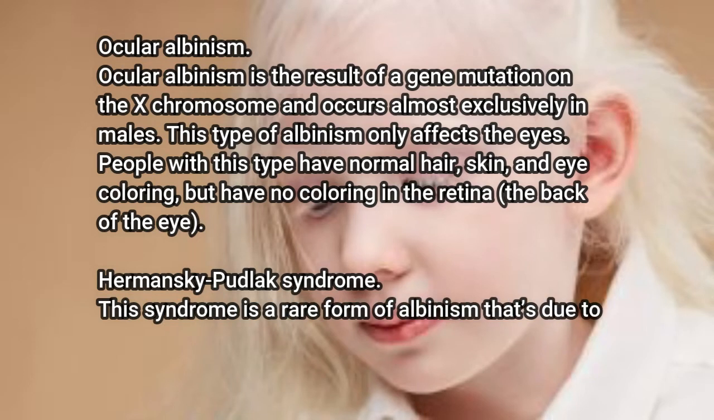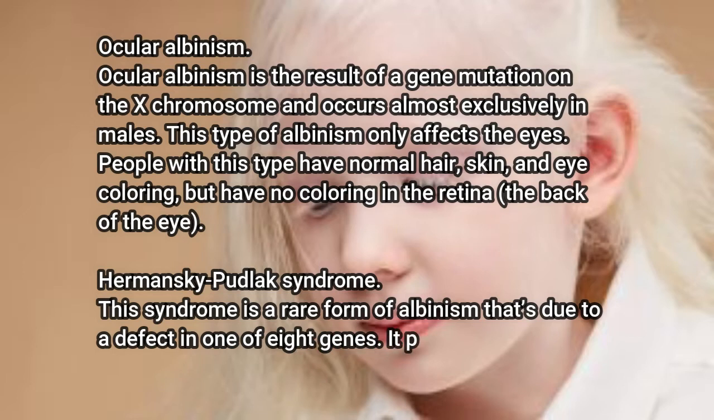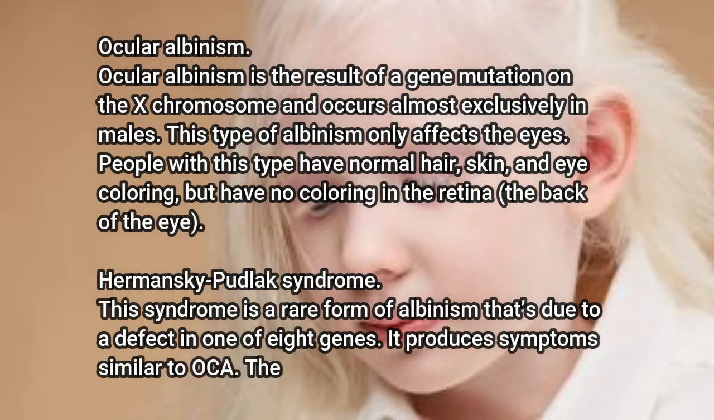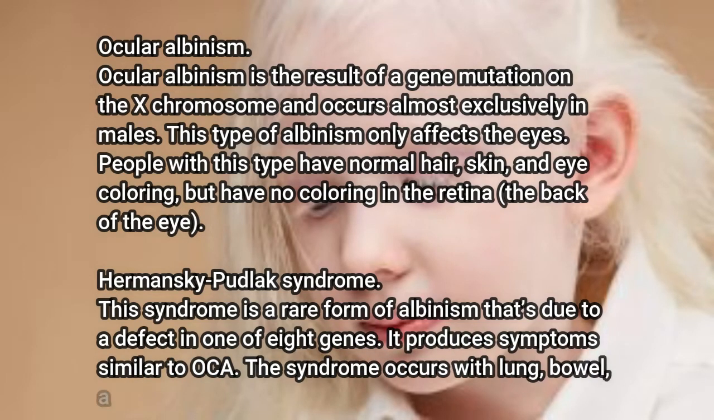Hermansky-Pudlak syndrome. This syndrome is a rare form of albinism that's due to a defect in one of 8 genes. It produces symptoms similar to OCA. The syndrome occurs with lung, bowel, and bleeding disorders.